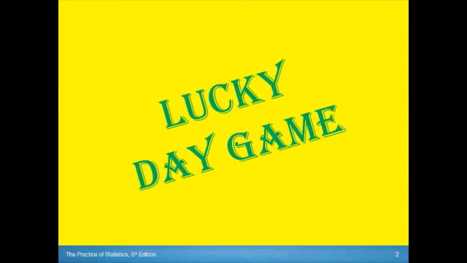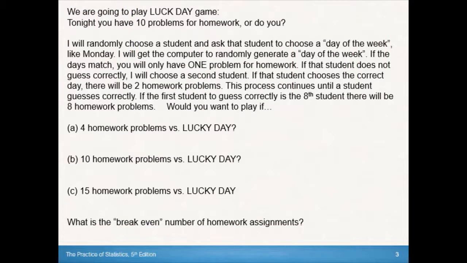So the first thing we're going to do is something called the lucky day game. What this looks at is a hypothetical situation. Let's pretend that we have 10 homework problems for homework tonight. Maybe you'll want to play a game to help choose how many problems you have. So you can either have 10 homework problems, or maybe we could play this game.